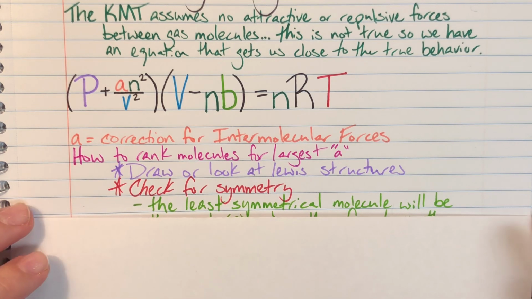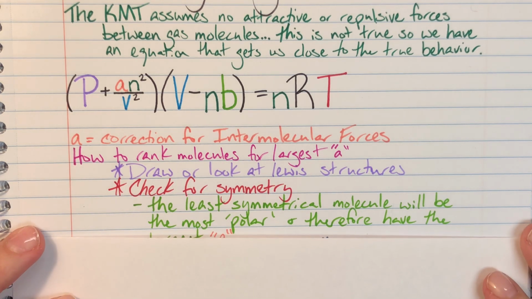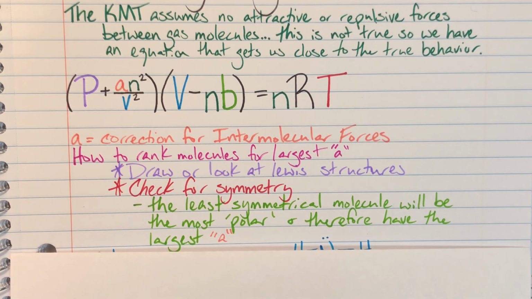My least symmetrical molecule is going to be the most polar molecule. Polarity means that I have an uneven distribution of electron sharing. And if I am not symmetrical, I am uneven and I will not evenly share my electrons. Therefore, I will be polar, and therefore I will have the largest A value.